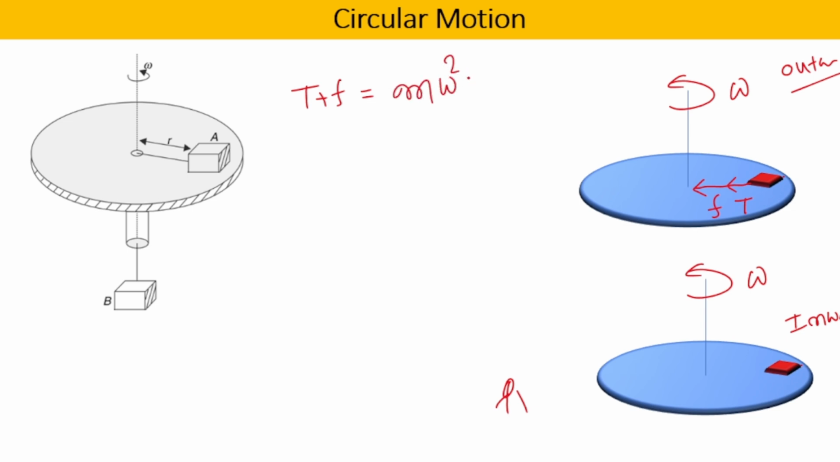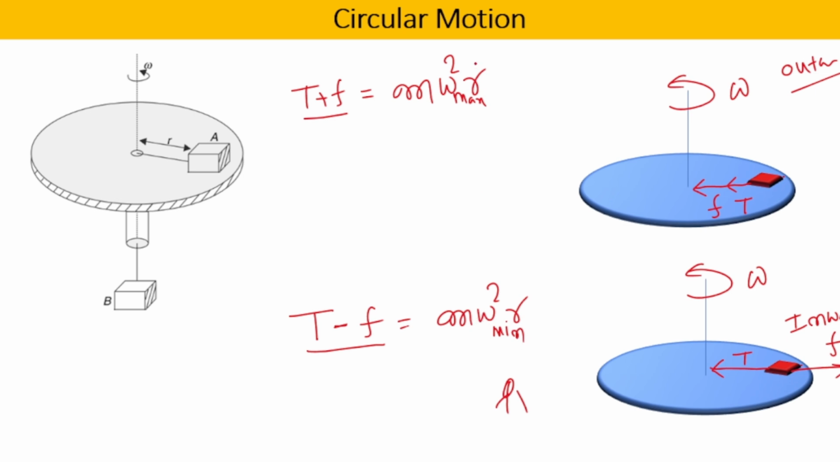So T plus F in this case will be equal to m omega square R. Now let's write for the inward case also. If it has a tendency to slip inward, friction will act in the outward sense. Tension always acts away from the body, so towards the center. In this case, the equation is T minus F equals m omega square R. Omega cannot be the same in both. Here it is T plus F equals m omega square R, and there it is T minus F. So here omega has a tendency to be max, and here omega has a tendency to be minimum.